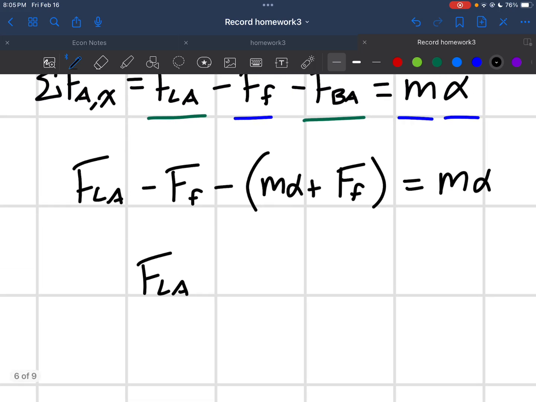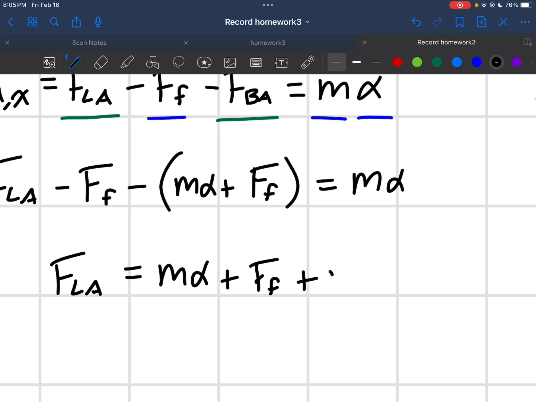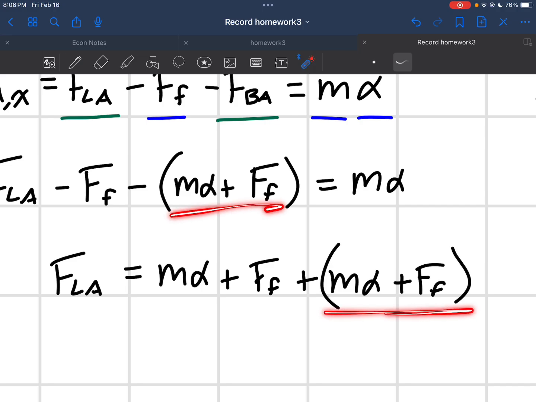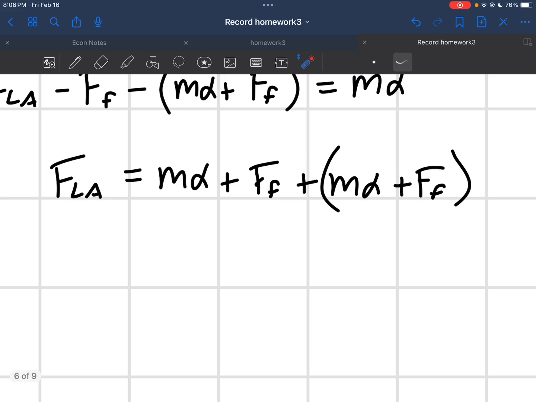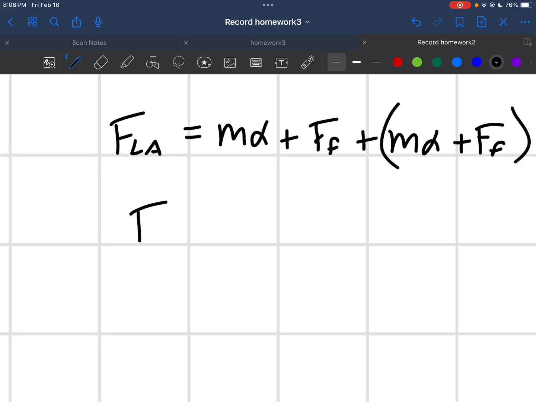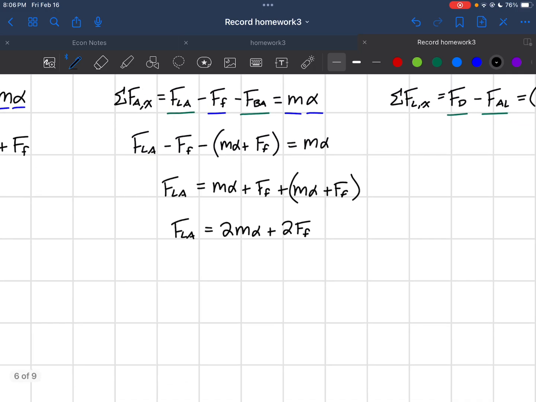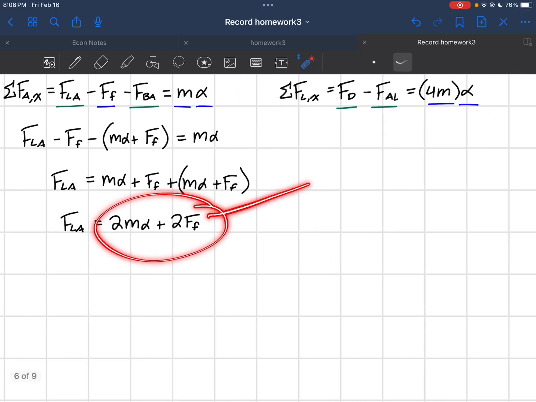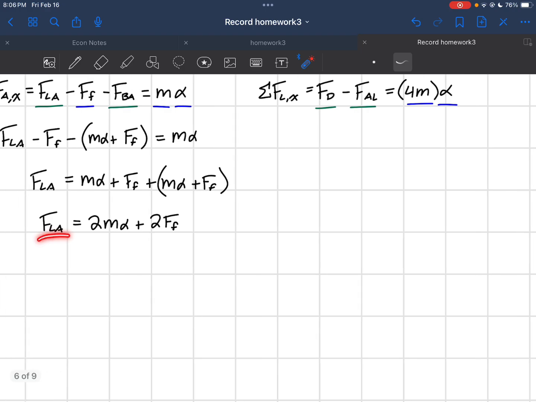F_LA is going to be M alpha plus F_F plus M alpha plus F_F, because this one was from here. I can combine all my like terms. I have 2 M alphas and 2 F_Fs, so that gives me that F_LA is 2 M alpha plus 2 F_F. Now I can take this and plug it in over here, because F_LA and F_AL are a Newton's third law pair as well.